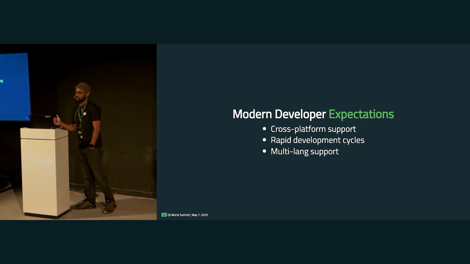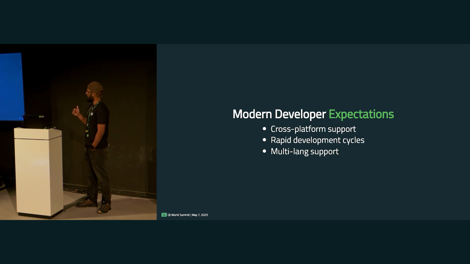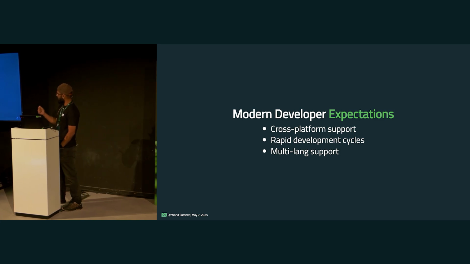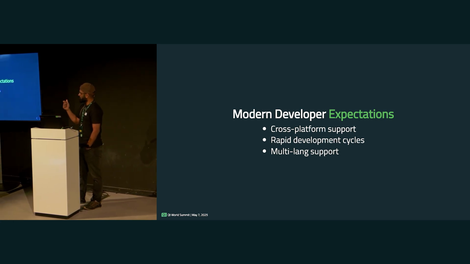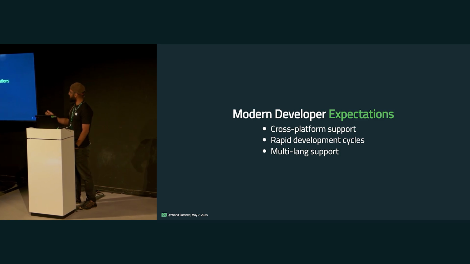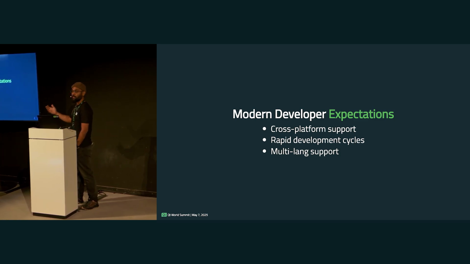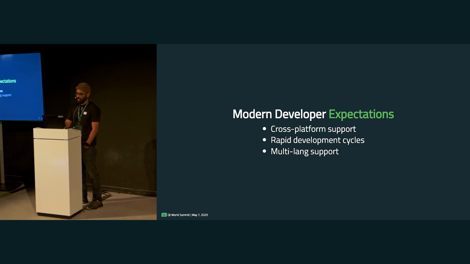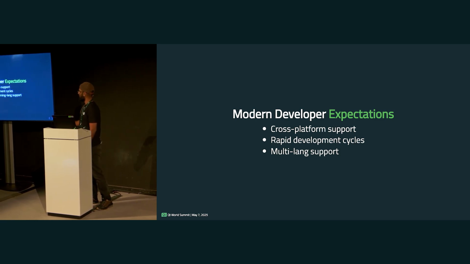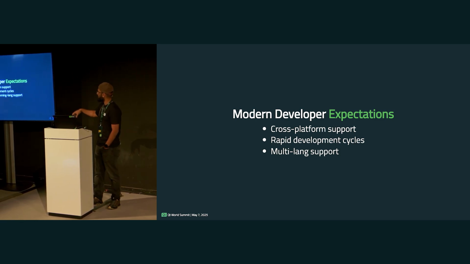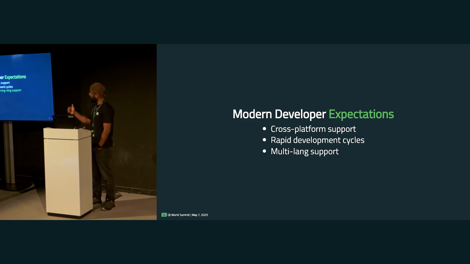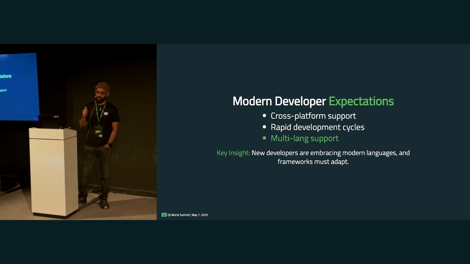Rapid development cycles. When I develop an application in a framework, I expect to develop it in rapid iterations, making use of all the tools that are available at my disposal provided by these frameworks. And the third point is multi-programming language support. From henceforth, I'll be calling that multi-language support. Why is multi-programming language support important?